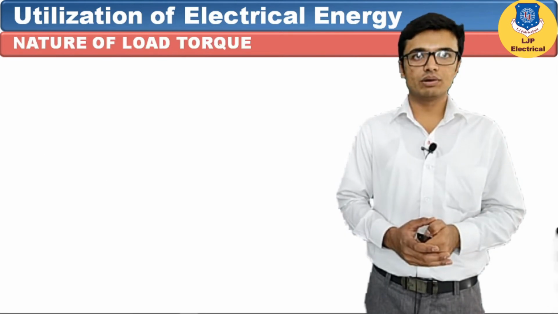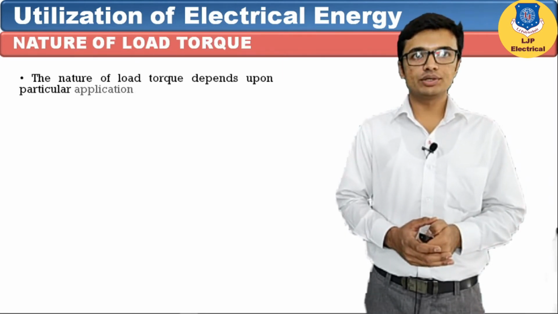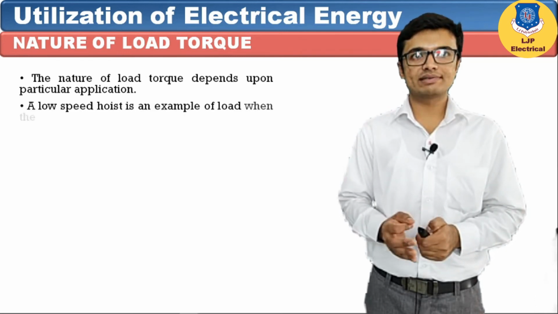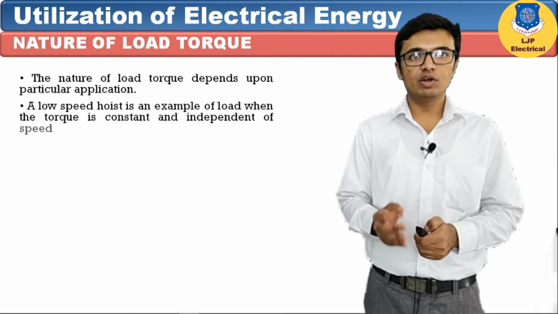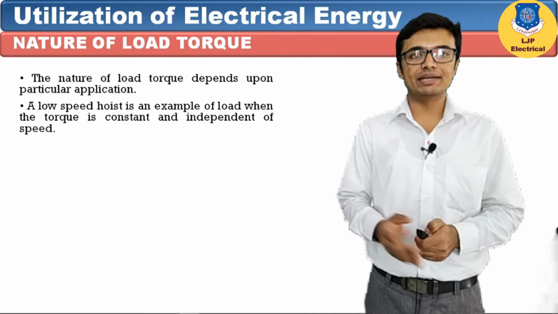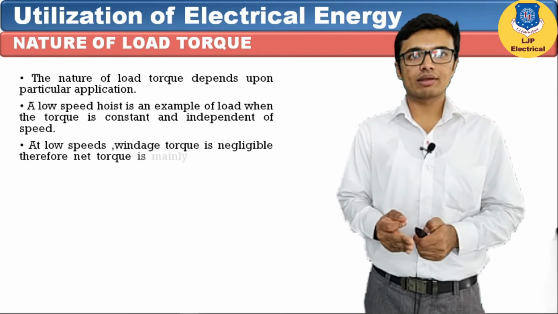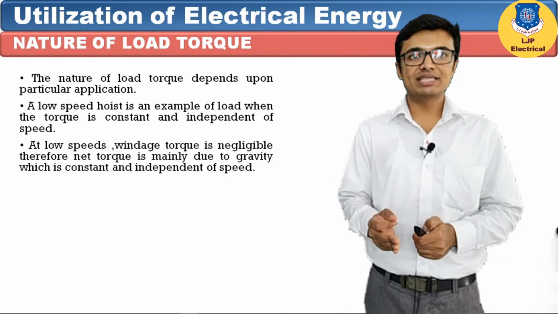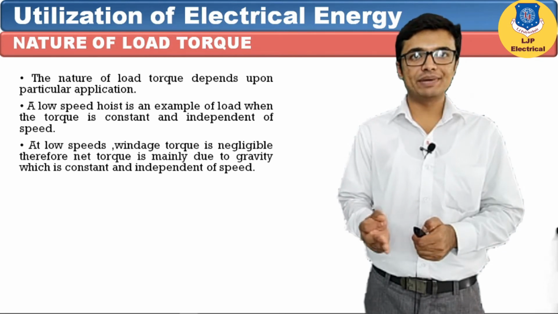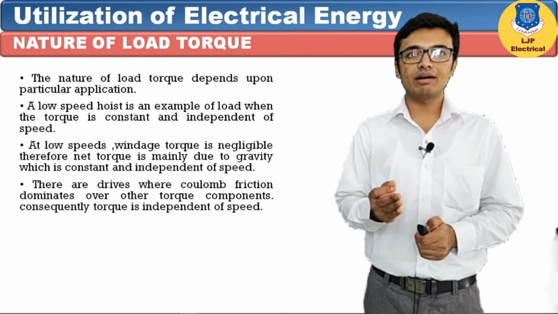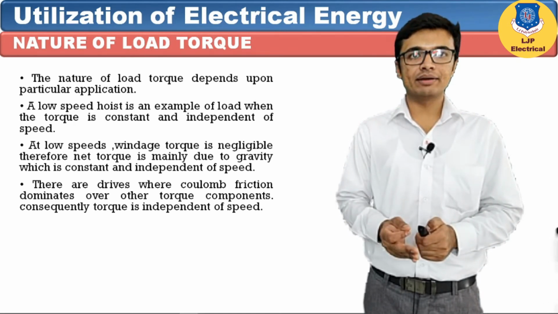Let's see the nature of the load torque. The nature of the load torque depends upon the particular application. A low speed hoist is an example of a load where the torque is constant and independent of speed. At low speed, windage torque is negligible. Net torque is mainly due to gravity, which is constant and independent of speed. There are drives where Coulomb's friction dominates over other torque components. Consequently, torque is independent of speed.